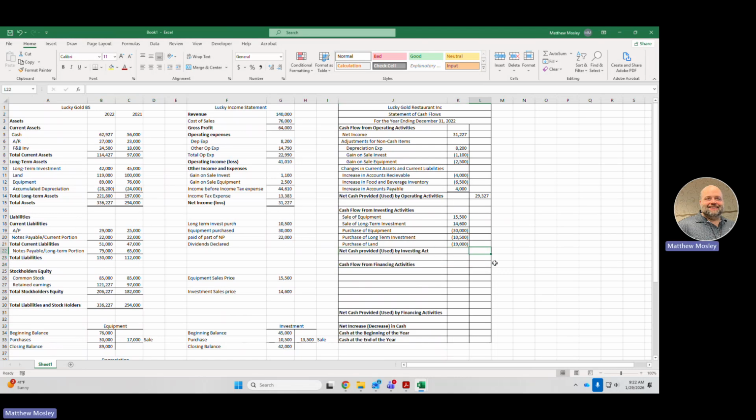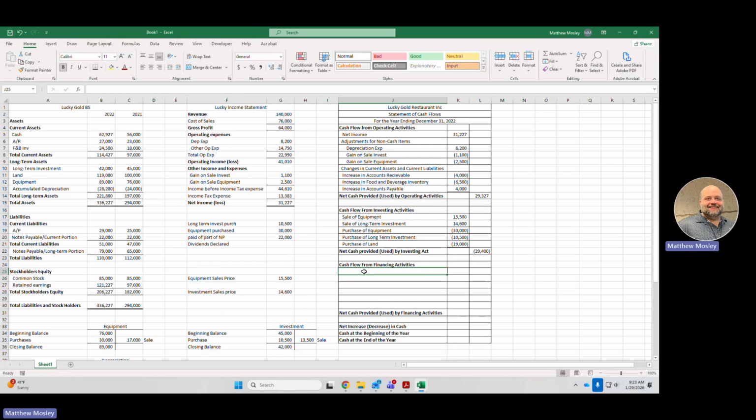Right? And because we're going to do some math, we're going to put a thick border there. And we're going to go ahead and do equal sum and see if we had net cash provided or used by investing activities. We used more cash than we brought in. Not a big deal, right? It's an investment.